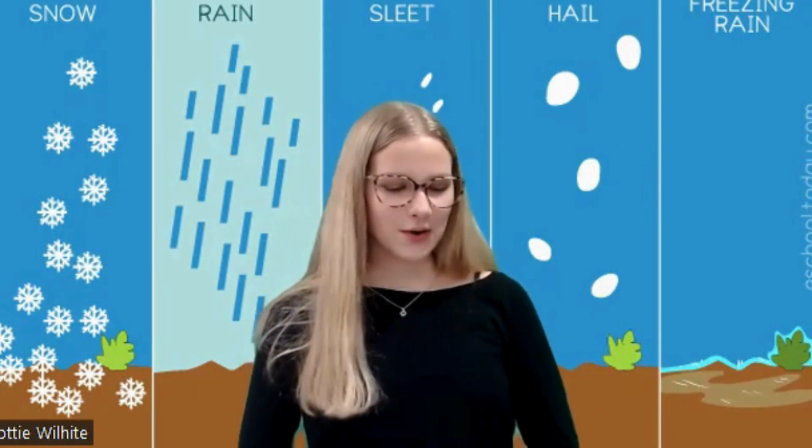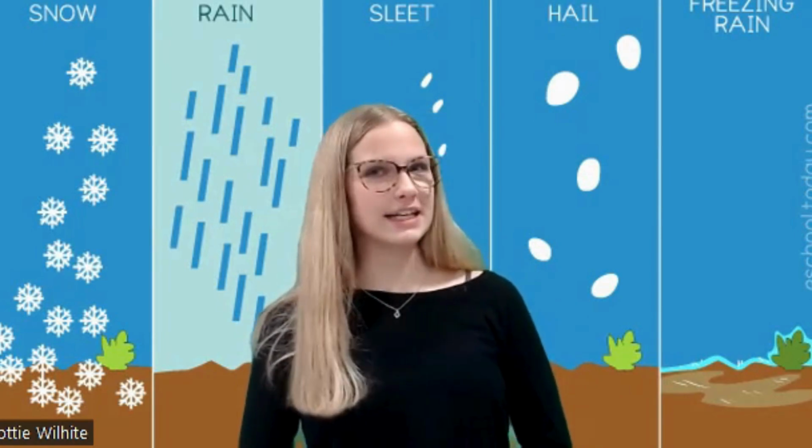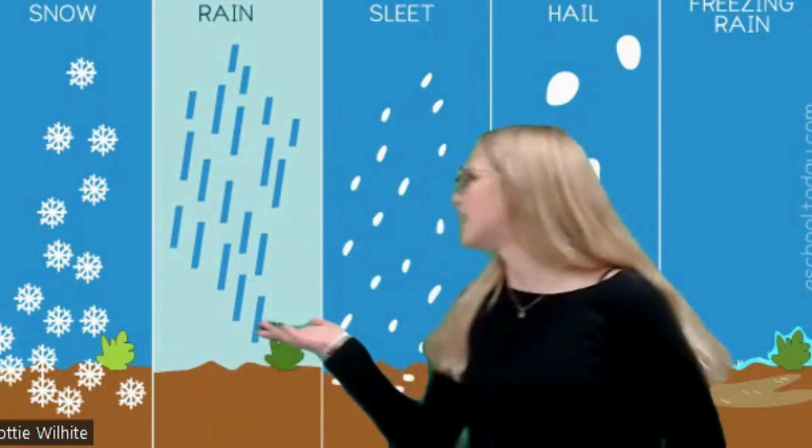It passes through the Earth's troposphere. If the troposphere is above freezing, the droplets melt, turning into rain. And this is what rain looks like.